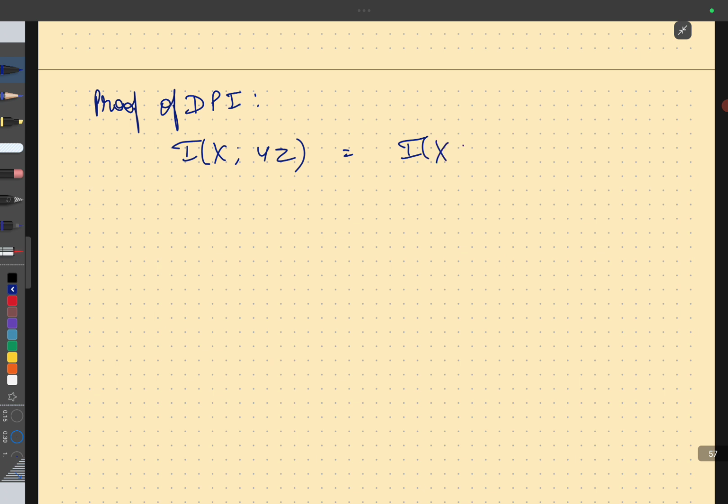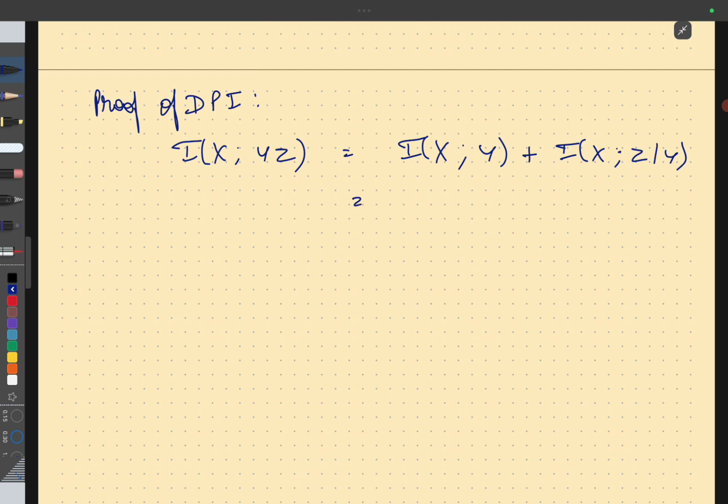So this is the mutual information between x and y plus the mutual information between x and z given y. But what is the mutual information between x and z given y? What do I know about x, y, z? Markov chain. So what is the mutual information between x and z given y? It's equal to 0, right?